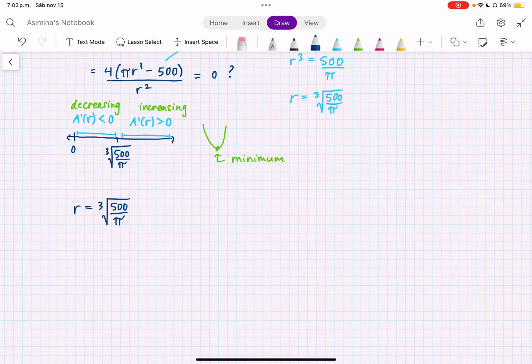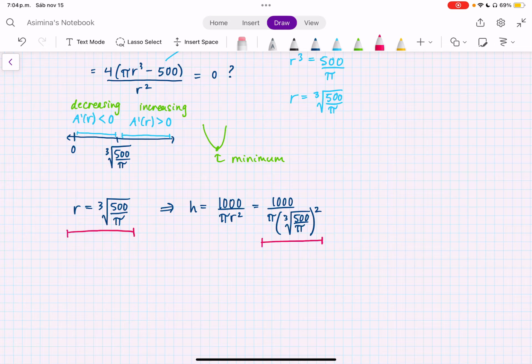But we need the other dimension, which is the height. So recall that the height is equal to 1000 over pi r squared. So that means it's going to be 1000 over pi times the cube root of 500 over pi squared. So the problem asked us for the dimensions that will minimize the cost to manufacture the can, and so that answer is going to be a can with this radius and a can that has this height as well. And so this is the final answer.